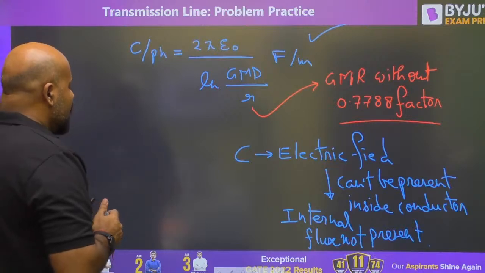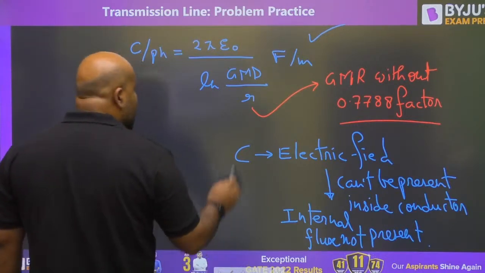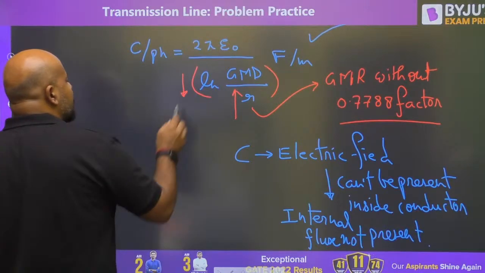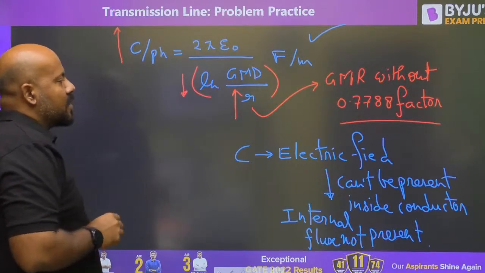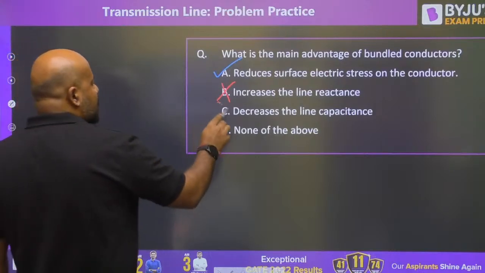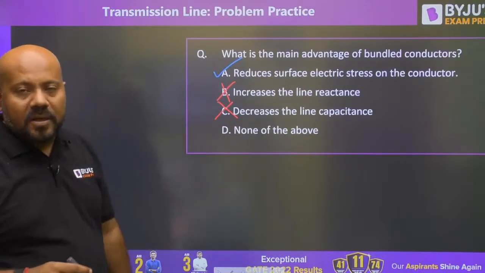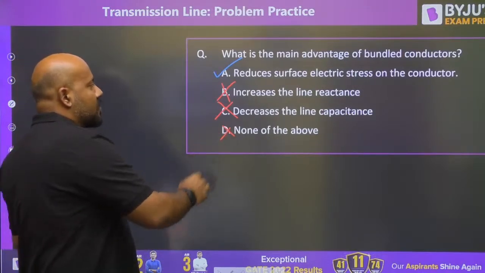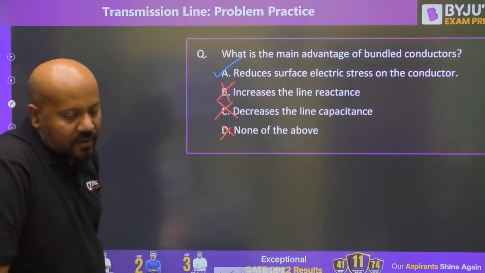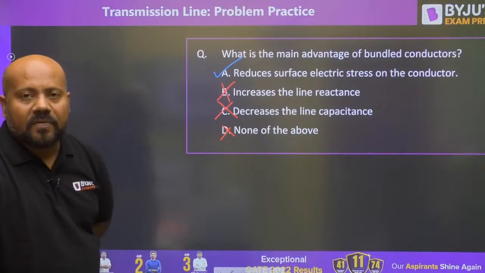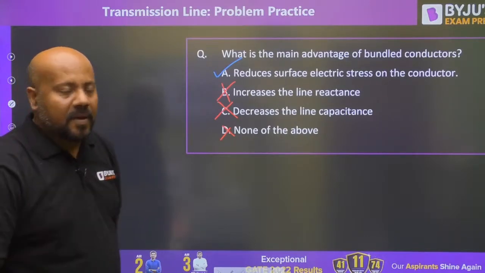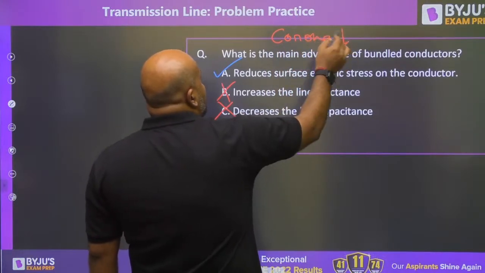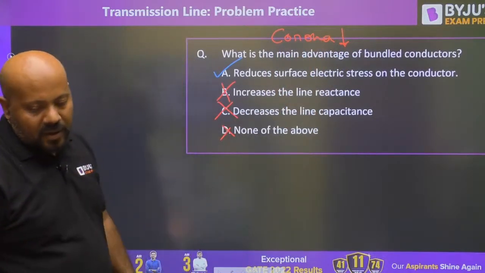Is it clear? Now you are saying that the GMR is increased. If GMR is increased, this factor is reduced. If this factor is reduced, capacitance is going to be increased. But the problem statement is saying line capacitance decreases. So this statement is also wrong. None of the above, this is also wrong. So what is the best answer? The best answer is it reduces the surface electric field stress. And the ultimate consequence is that by using bundled conductor, the intensity of corona is going to be reduced.